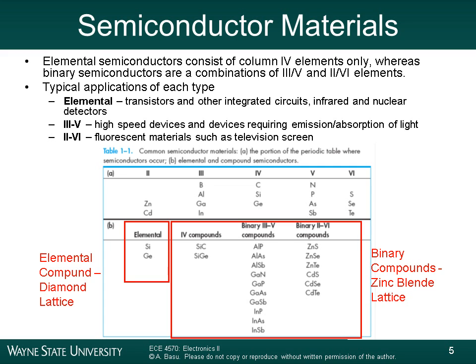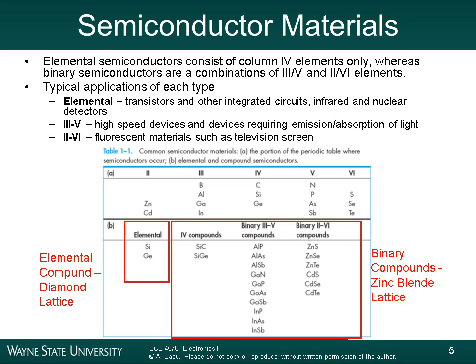So column 4 elements, that's the way a column 4 element will form a crystal lattice with other silicon atoms. Other types of materials, you can also have 3-5 material. Now with 3-5 semiconductor material, you will take one atom from column 3 and one atom from column 5. And this will also form a semiconductor material. It will also form covalent bonds.